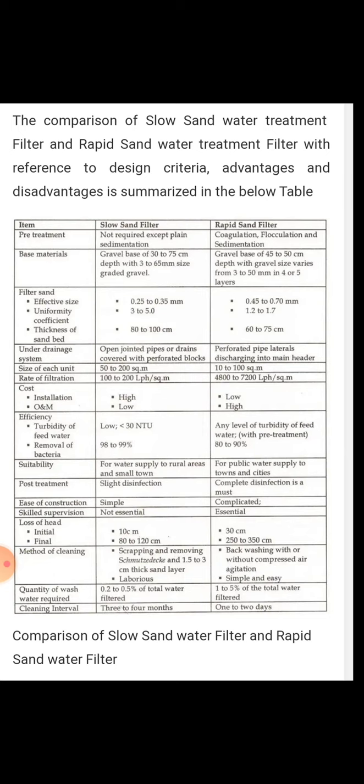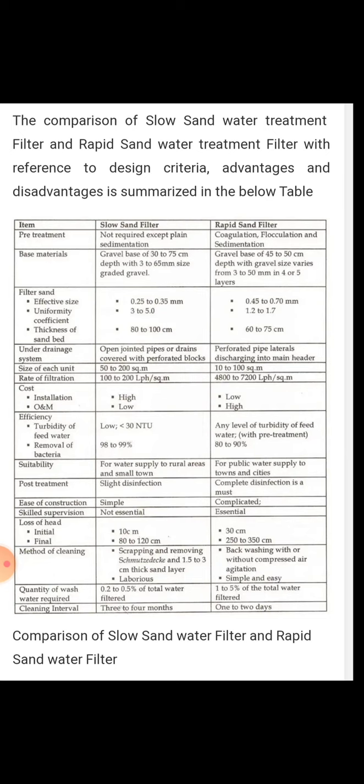Next, the base material. If you are thinking about the base material for the slow sand filter and rapid sand filter, the base material for the slow sand filter is gravel, with a depth of 30 to 75 centimeters and 3 to 65 mm size graded gravel. Okay, so what is the depth of that base material gravel? 30 to 75 centimeter depth, and the size of that gravel is 3 to 65 mm.